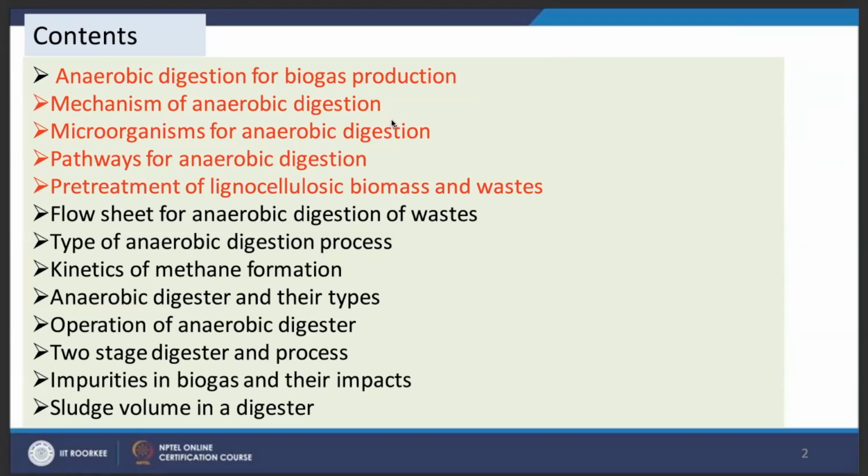It is a special class of waste and it requires some pre-treatments. The materials which are high in lignocellulosic material require pre-treatment, and we will discuss some of the pre-treatment methods here. If we have time, before discussing assignment questions, we will also look at the flow sheet for anaerobic digestion of waste, types of anaerobic digestion processes, kinetics of methane formation, anaerobic digester and their types, operation of anaerobic digester, two-stage digester and process, impurities in biogas and their impacts, sludge volume in a digester, sorry. So first we'll look at these red points.